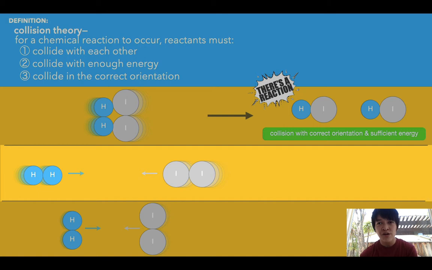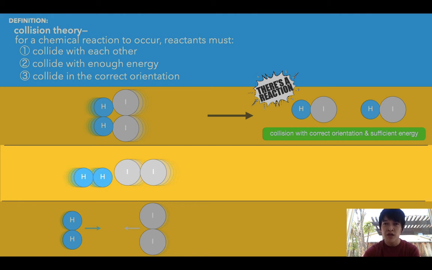In the second scenario, our hydrogen gas molecule and iodine gas molecule collide with lots of speed and energy, but notice how the orientation is different. It wouldn't allow for two molecules of HI to form. This means that there's going to be no reaction because of incorrect orientation. Even though there's enough energy for this reaction, the incorrect position prevents this reaction from happening.